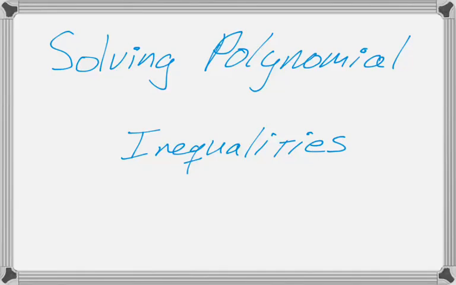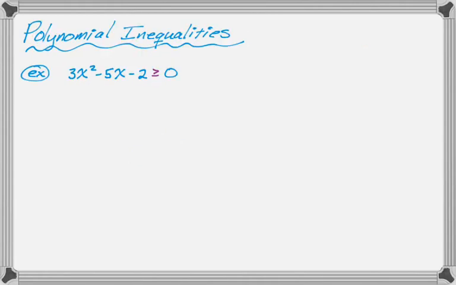Okay, in this video we are going to talk about how you can solve polynomial inequalities, which is a pretty common thing to do. So polynomial inequalities look sort of like this example here, where we've got 3x squared minus 5x minus 2, and then instead of saying equals 0, we're going to say it's greater than or equal to 0. There's a couple of steps that you've got to follow, and I'm going to write them out on the side as I go through the process.